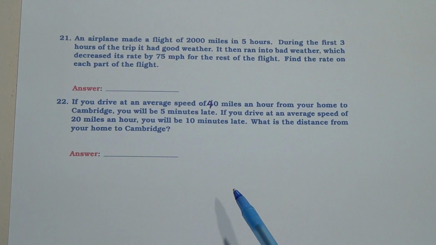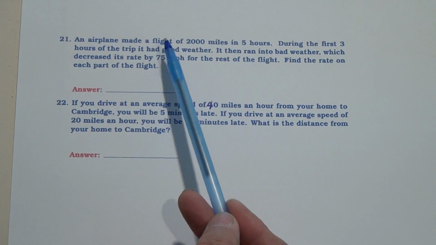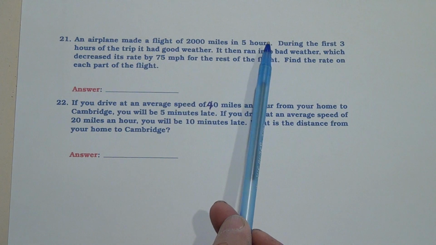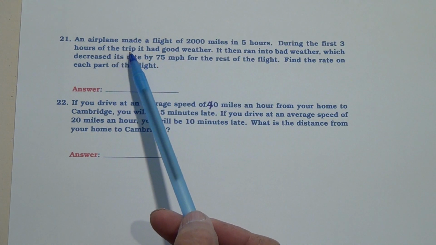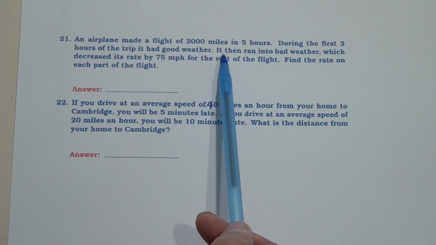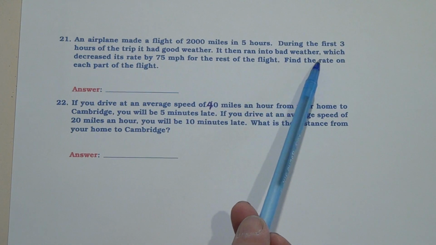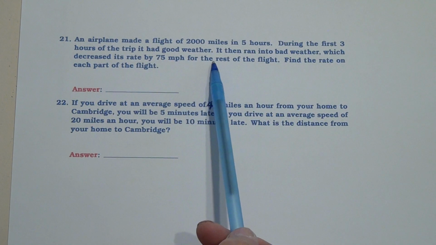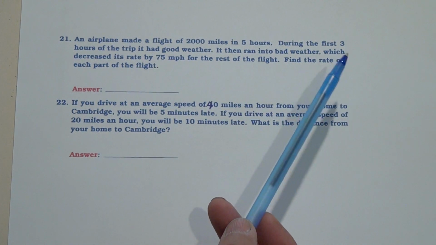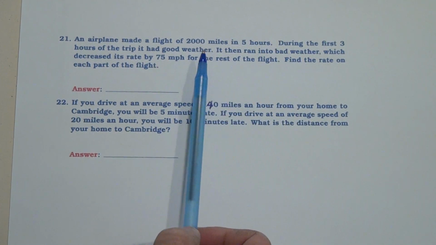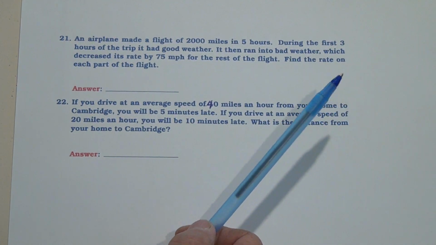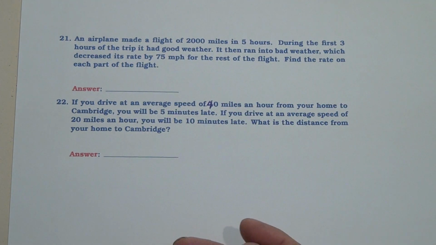Now next, an airplane made a flight over 2,000 miles in 5 hours. During the first 3 hours of the trip, it had good weather. It then ran into bad weather, which decreased the rate by 75 miles per hour for the rest of the flight. Find the rate on each part of the flight. Okay, stop the video and come back when you finish.